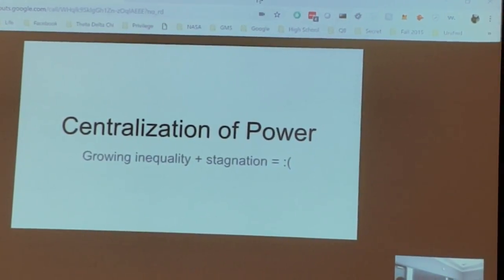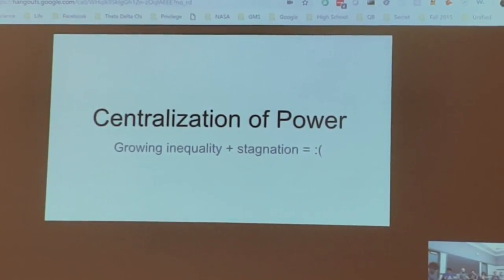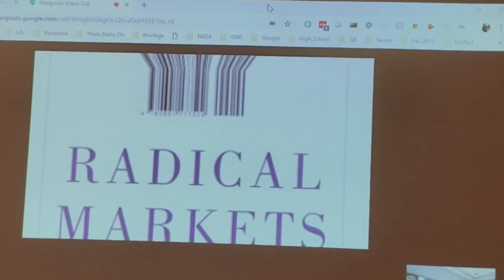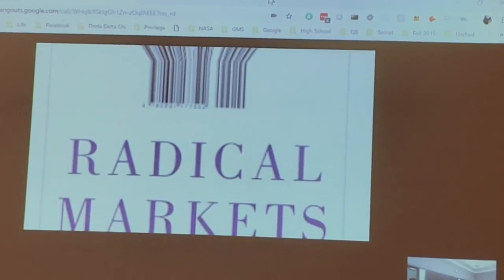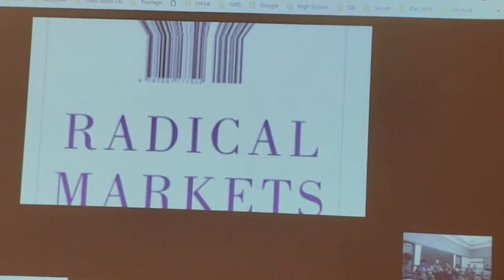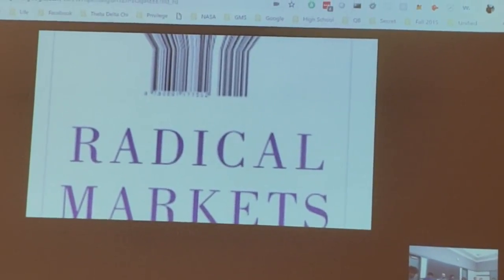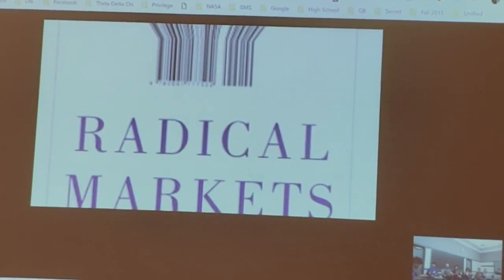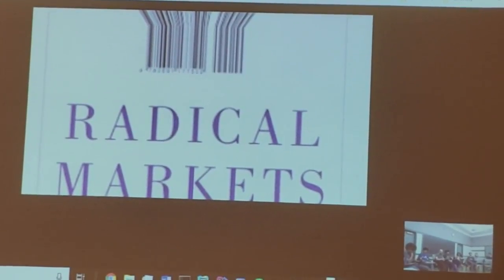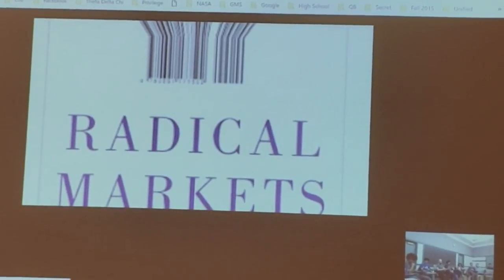The problem that Glen Weyl saw was growing inequality plus stagnation. Not good. How many of you have read the book Radical Markets? Okay. This is a book where Glen Weyl, this is really bad guys, you need to get the book. This is pretty much the textbook for quadratic voting, as much as it exists out there, as well as other economic techniques that Glen Weyl has developed.